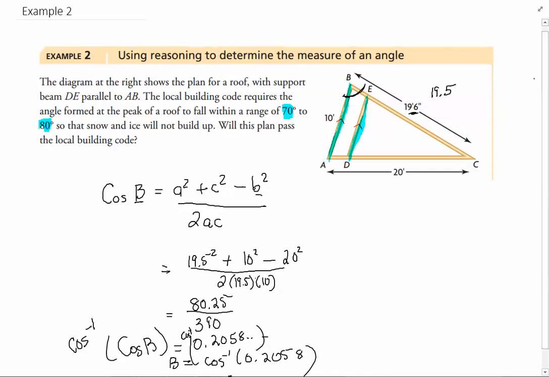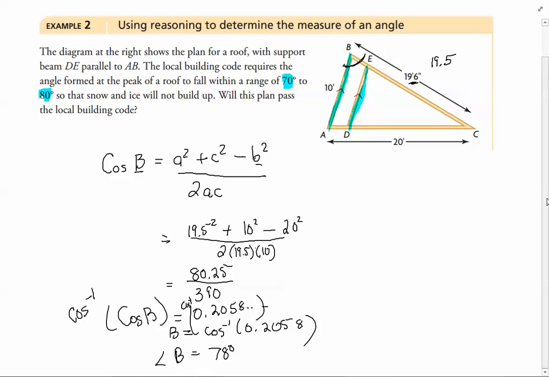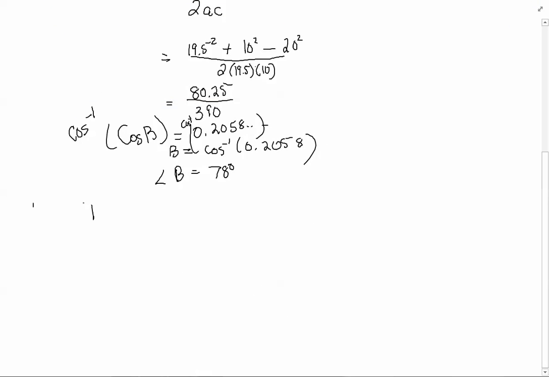Want to be careful that we're answering the question that was asked. So between 70 and 80 degrees, absolutely. So this design meets building code.